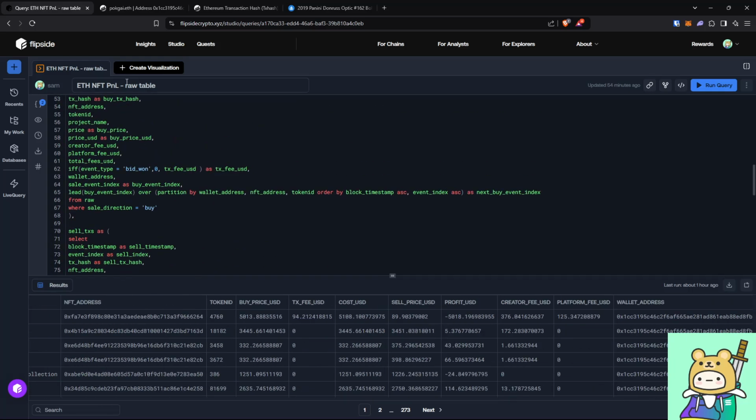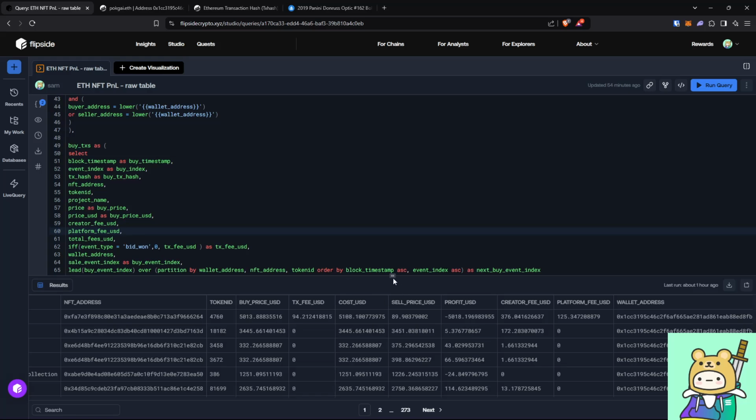And yeah, once you have this raw table, you can pretty much do a lot of things, right? Of course, you can look at total profit. Are they mainly making money or mainly losing money? How much have they spent on transaction fees? How much have they spent on platform fees, creator fees, right? So on and so forth.